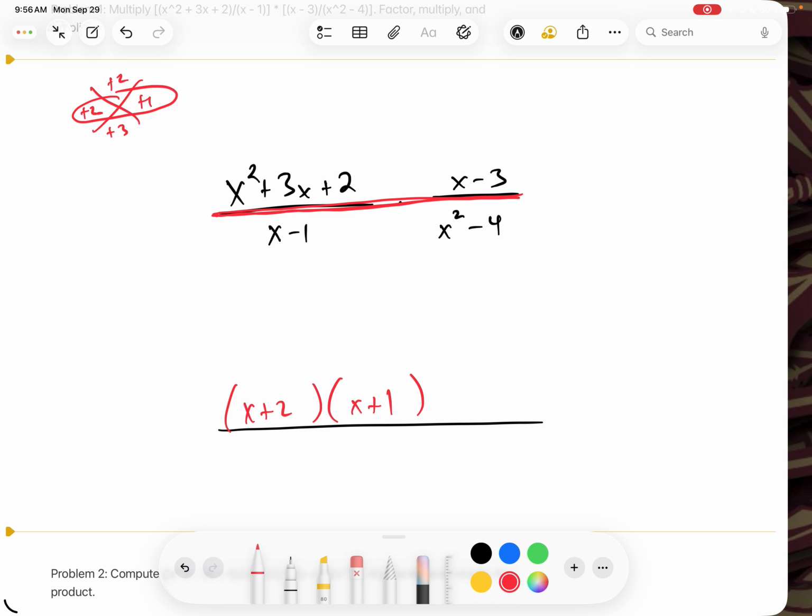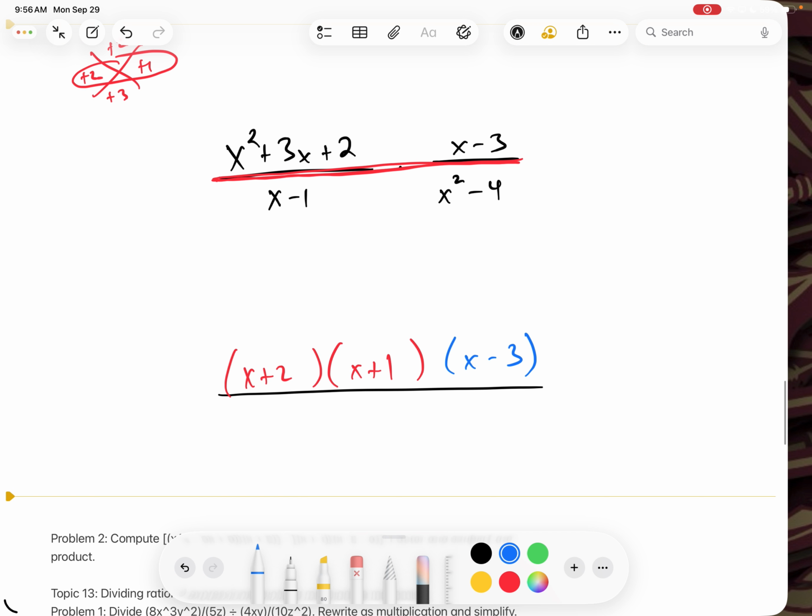X times x is x squared. 2 times 1 is, I'm sorry, 2 times 1 is 2. 2 plus 1 is 3. In the upper right, that's just x minus 3. I can't do anything, right? So I just rewrite it. In the bottom left, that would just be x minus 1.